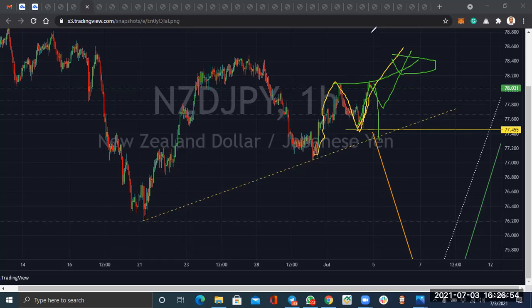So I think this is more likely. This is A, then this is B, then this C will do something like this to complete. That's another A, B, C. Then selling from here makes a lot of good idea.